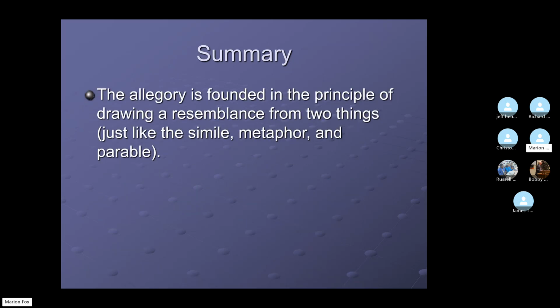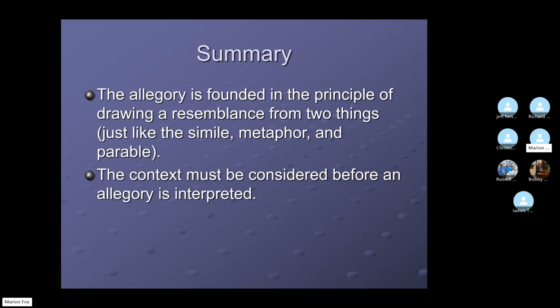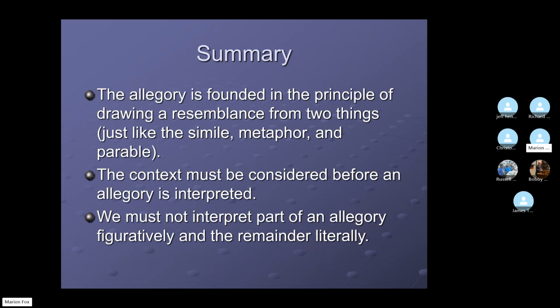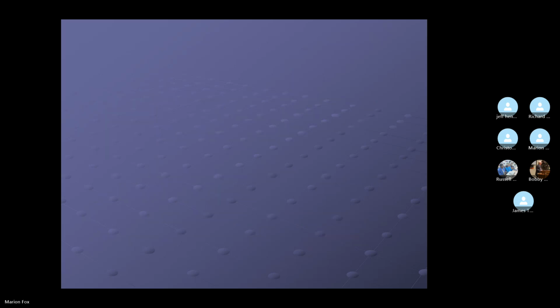Allegory is founded in the principle of drawing a resemblance from two things, just like the simile, metaphor, and parable. The context must be considered before an allegory is interpreted. You must not interpret part of the allegory as figurative and another part as literal. Don't do that. Don't mix the figurative and literal. Any questions?